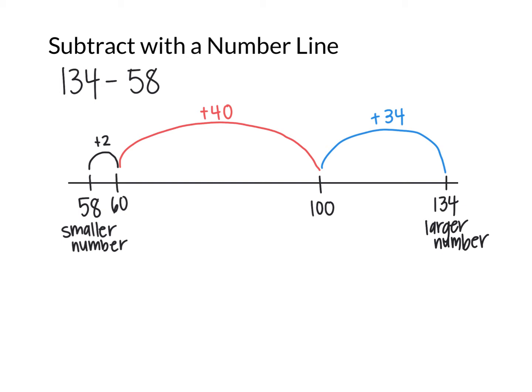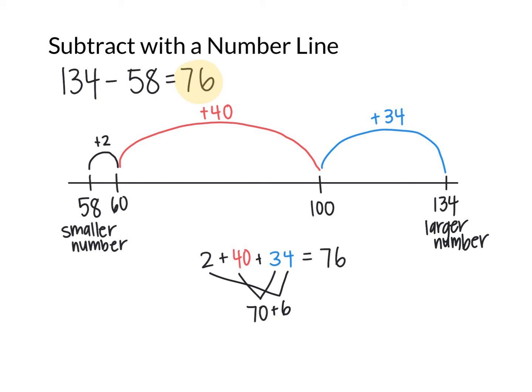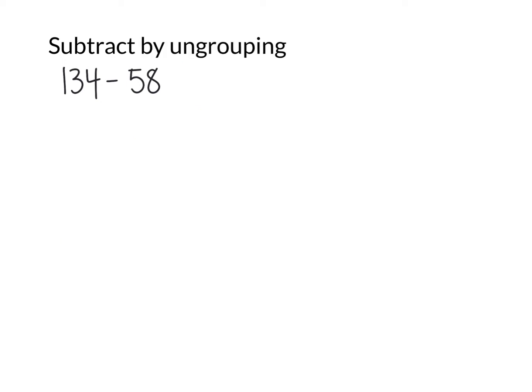So now that I can see how many jumps I did, I'm going to add all of those together to find the difference between 134 and 58. Subtraction means difference. So if I add these numbers together, I can see 40 plus 30 is 70, and 2 plus 4 is 6. That tells me that my answer is 76. This is just one strategy for multi-digit subtraction. Let's try another one.